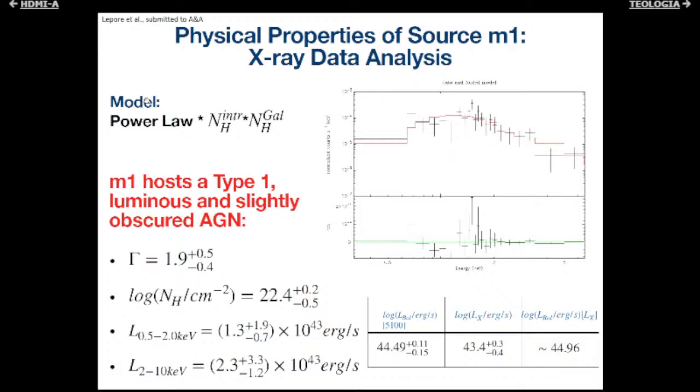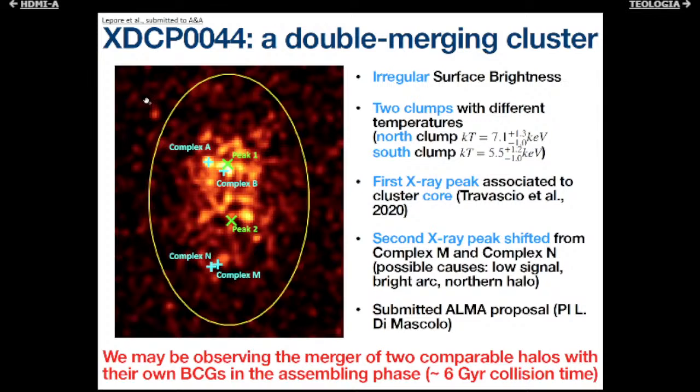At the end of our work, we analyze the X-ray image of the entire cluster. And in 2014, Paolo Dozzi and collaborators found that this cluster showed the presence of an irregular surface brightness, and it could be divided into two different clumps with different temperatures, the north clump and the south clump. As we can see from the image, the north clump that is associated with the cluster core is brighter than the rest of the cluster, and the south clump has a lower surface brightness, and there is also a bright arc overlapping these two clumps.